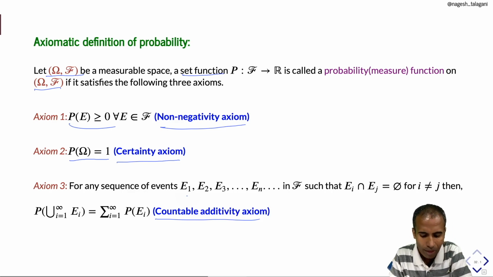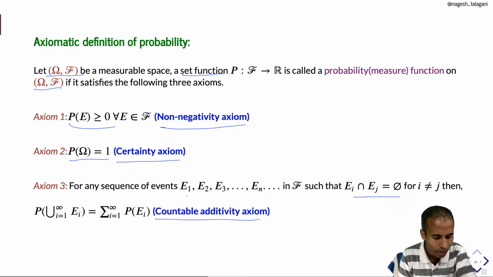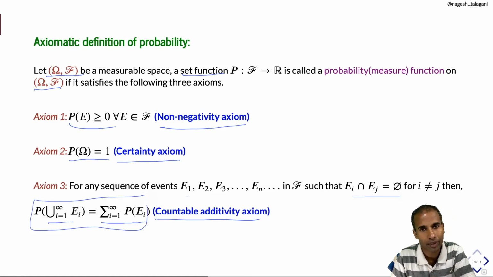where Ei intersection Ej equals empty for i not equal to j, which means no two events in this collection happen simultaneously. So that means at most one event can happen. Such a collection is also called a mutually exclusive collection or pairwise disjoint collection. Then the probability of their countable union is going to be the sum of their probabilities. Probability of the union i equal to 1 to infinity Ei is going to be the summation i equal to 1 to infinity of probability of Ei. This is called the countable additivity axiom.